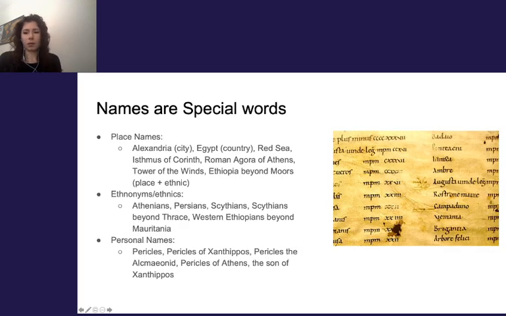I will spend a minute illustrating some use cases for named entities in ancient Greek, just to give you the ground of the problem and give you a better sense of what we are talking about concretely. So I will restrict my observations to the basic types of names, so place names, ethnonyms or group names, and personal names, because these are by far the most basic cases.